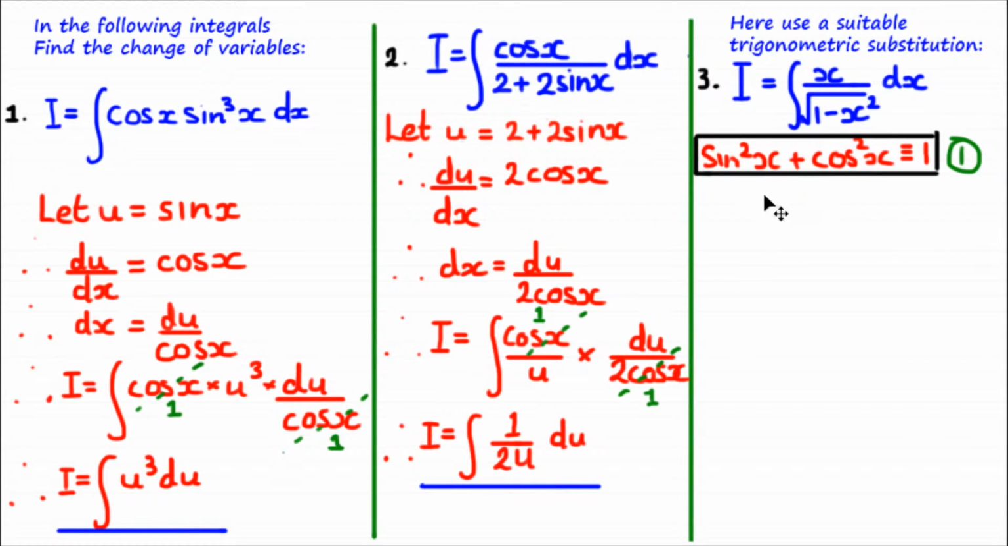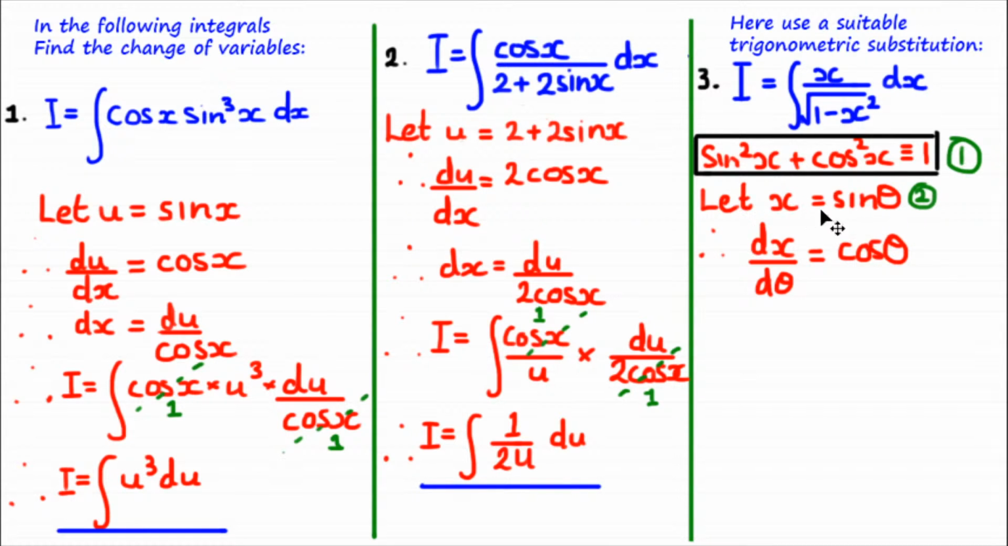So using the Pythagorean identity sine squared x plus cos squared x is equivalent to 1, you should see there is some relation in the denominator, okay? So letting x be equal to sine of theta, we can use this as our substitution, okay? Differentiating both sides, this time we have to differentiate x with respect to theta. This would give us cos theta, okay? So rearranging as always to make dx the subject, dx is equal to cos theta d theta. So we can put that in place of dx.